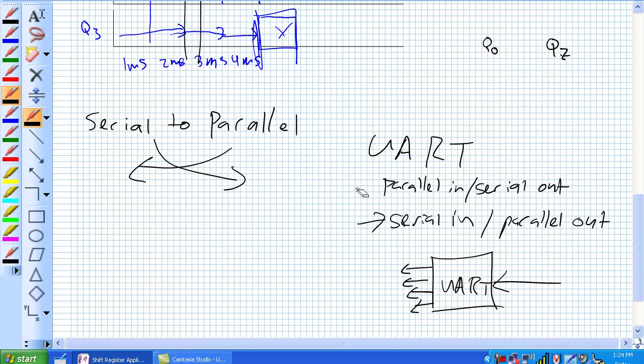Okay. Now some of you guys might be thinking, wait a second, serial to parallel, parallel to serial. Isn't this just like demultiplexing and multiplexing? And the answer is no, not exactly. It accomplishes the same purpose. So remember, it just does it in a different manner.